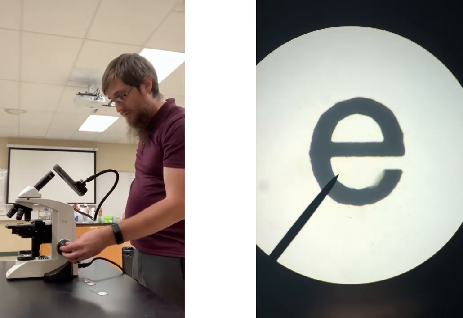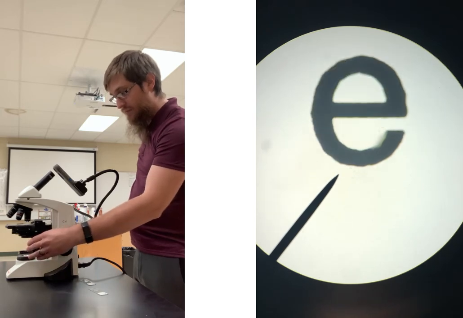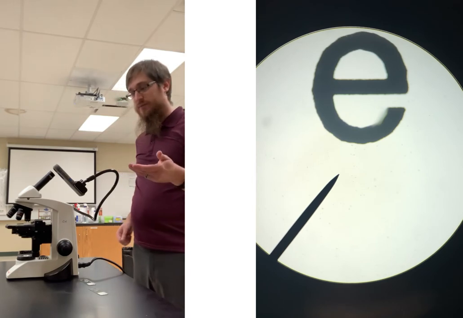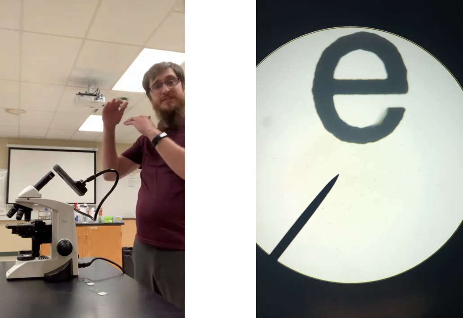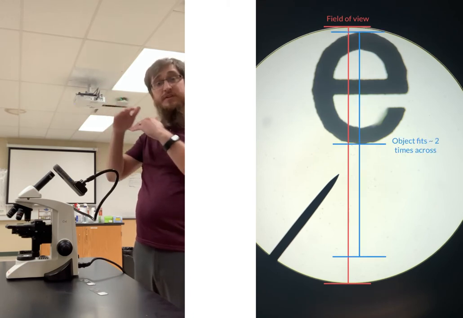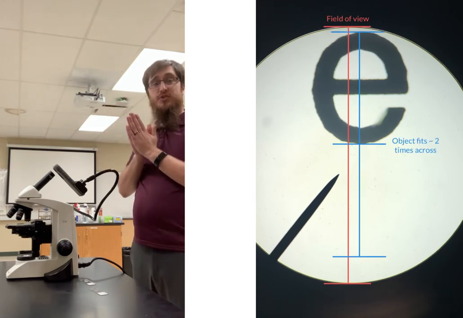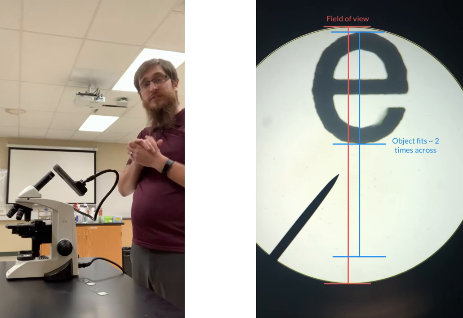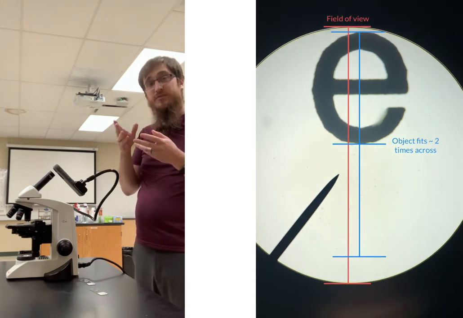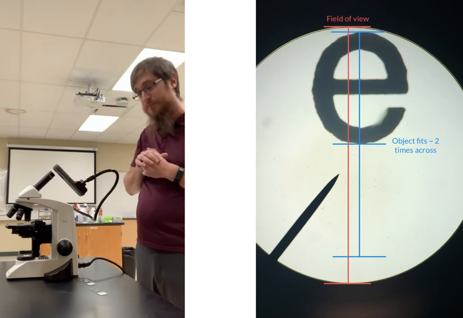So get it back into a nice focus, and now what I can do to help calculate out my size is I can put it right at the edge of my field of view. When it's at that edge of the field of view, it just helps you see how many times it's going to fit within that field of view, and then using your diameters across your field of view, you can then calculate out a rough size in millimeters for how big these different objects are.